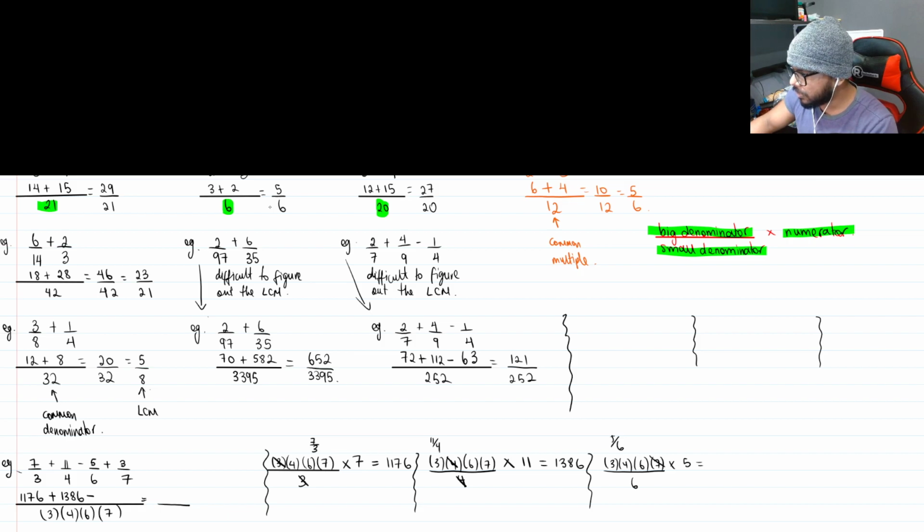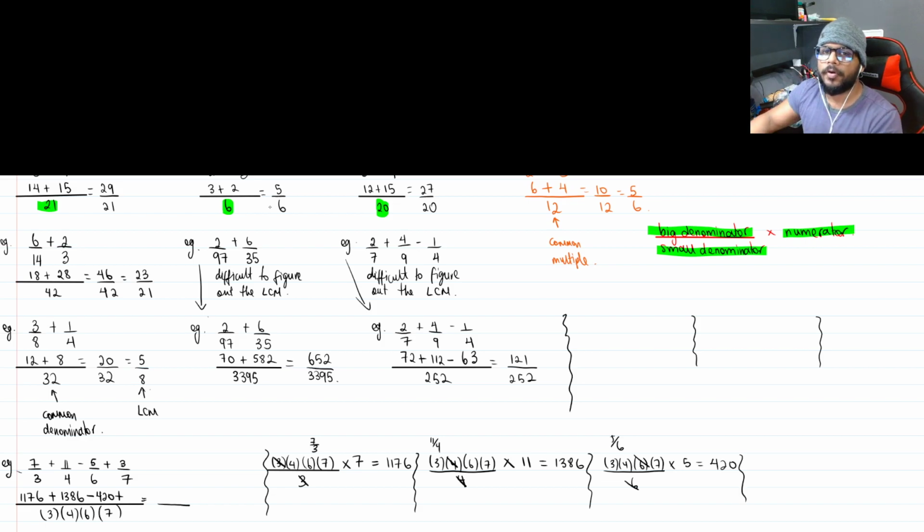So this will be 6. Nice. The 6 cancels with the 6 and I get 3 by 4 by 7 by 5. I get 420. So it's minus 420, plus my last fraction.